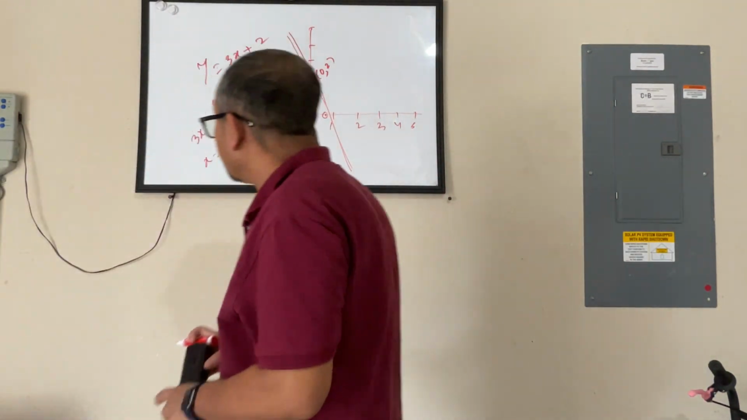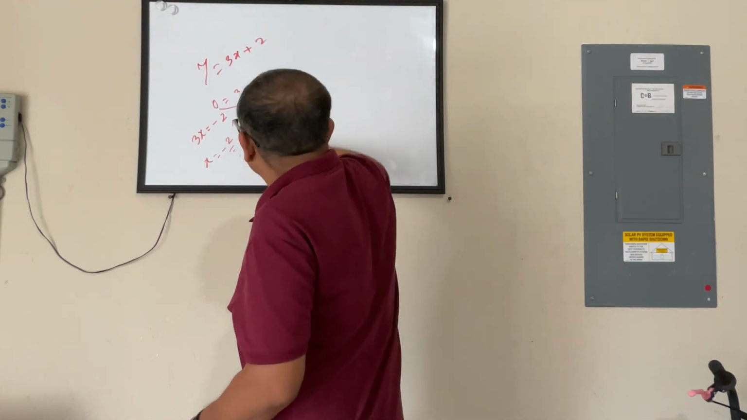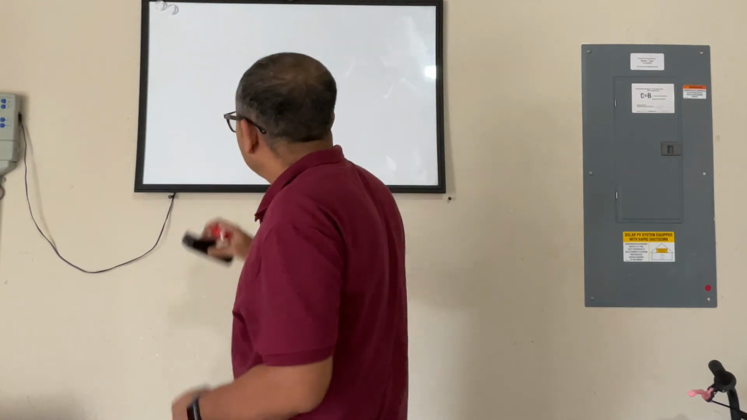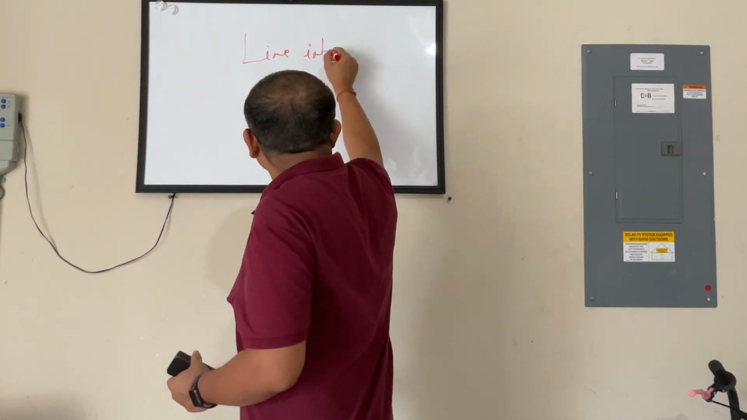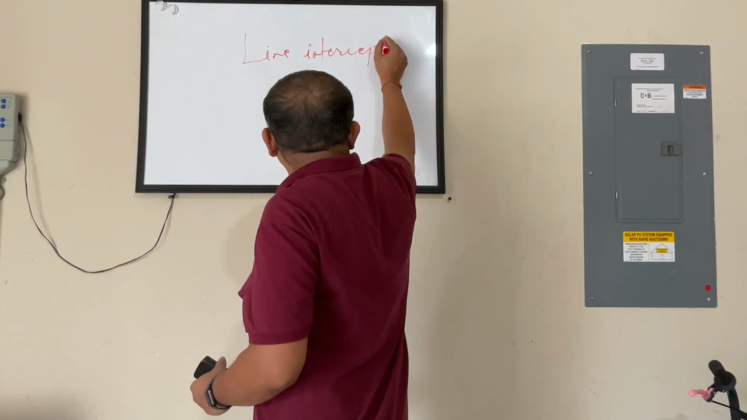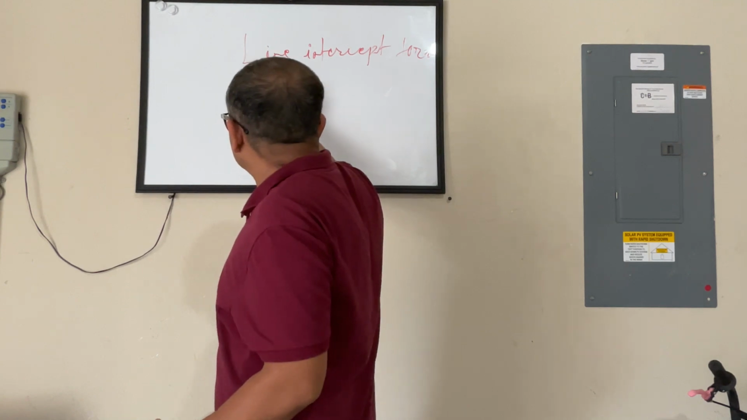Now, here come the 2 concepts that we need to know about the linear equation. One is called slope intercept form and the second is called standard form.